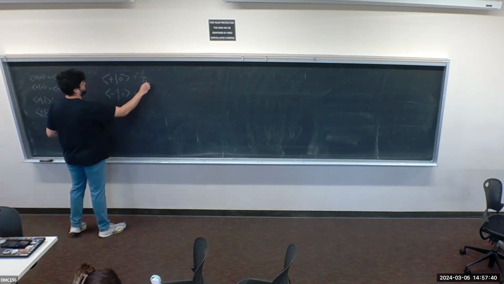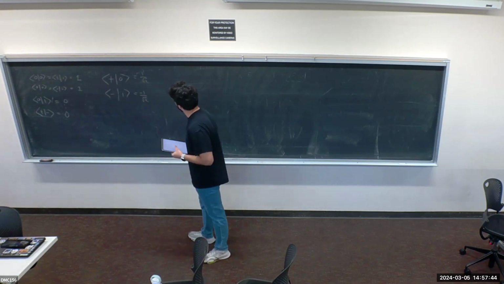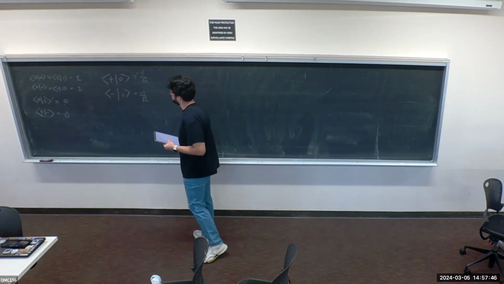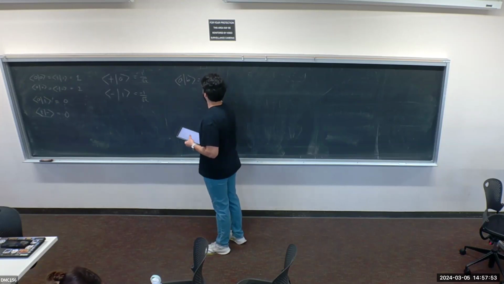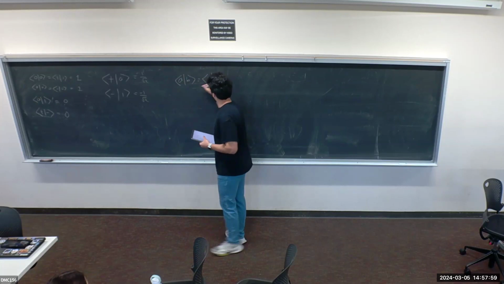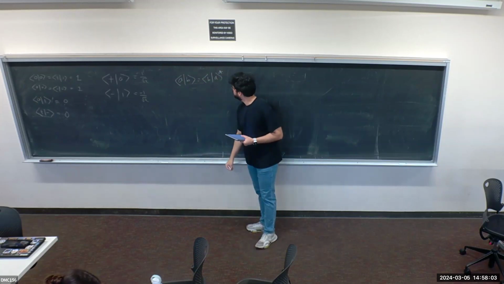This should be 1/√2, this should be minus 1/√2. So the outer product between vector A and vector B is, so this is a complex number. The inner product between B and A is just the complex conjugate of it.